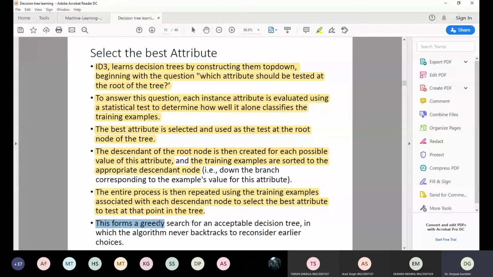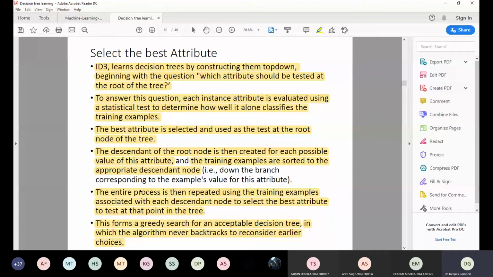So this is a form of greedy search for an acceptable decision tree, in which the algorithm never backtracks to reconsider earlier choices. Once it is made that this is the root node, then it will not be able to change the root node again and again. It will never backtrack to the earlier choices. Once it is decided that this is the root node, this is the descendant node to the root node, the next is the new node to the descendant node. Keep on adding the nodes, but the algorithm will never backtrack.